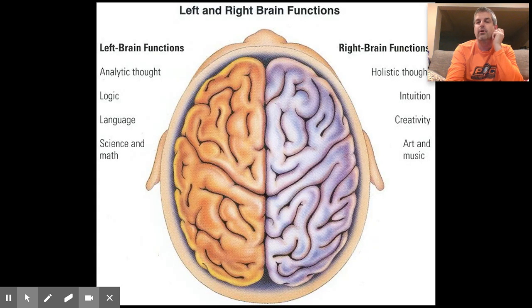Our left hemisphere is more analytic thought, language, logic, more science and math stuff. Our right hemisphere is more creativity, art, music, and stuff like that. It's our creative side. But we use the whole thing.